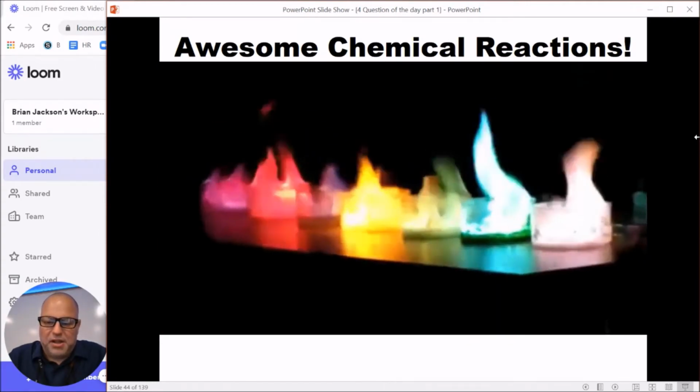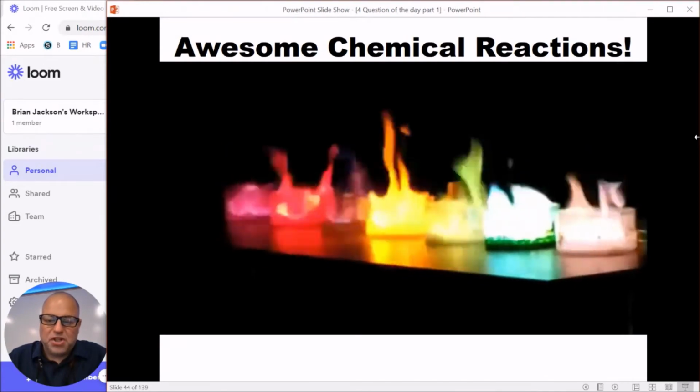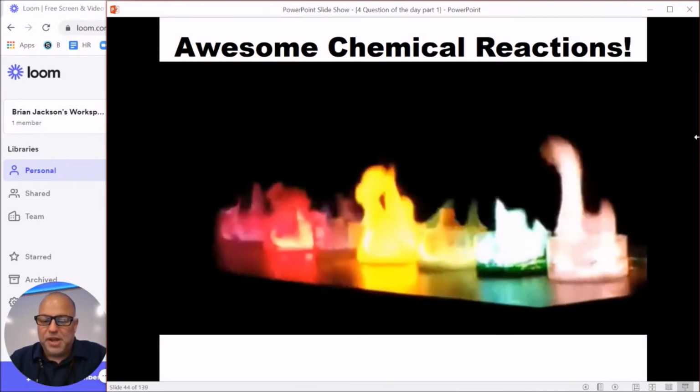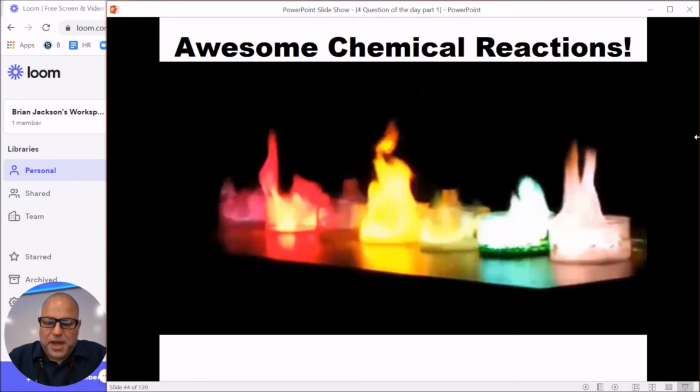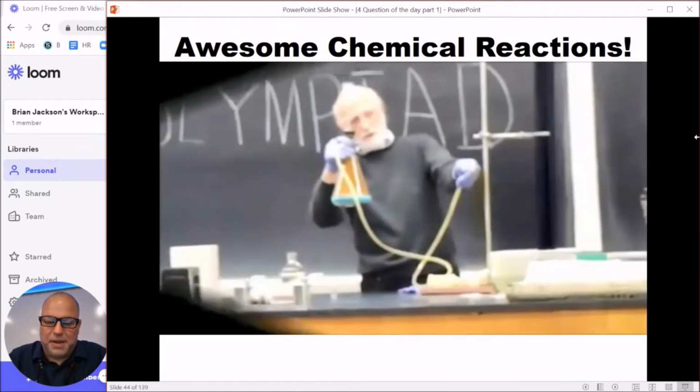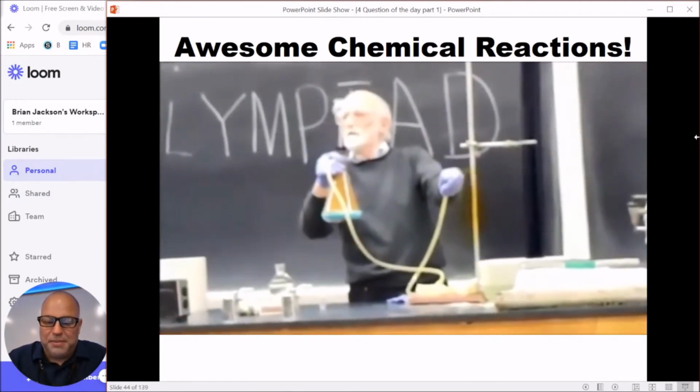This is one like we did in class. We did the much safer version where we just sprayed a little bit of the chemical onto fire. But you can actually have larger sections of the chemical, of the elements, and burn them.